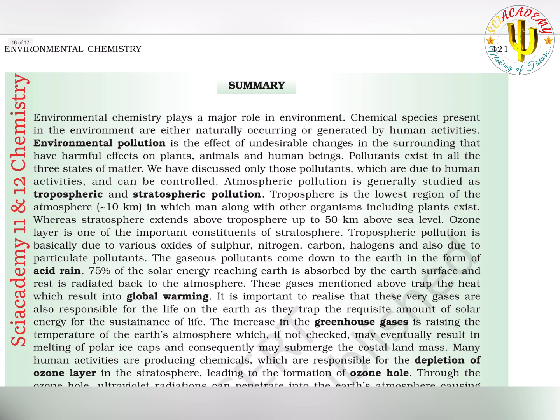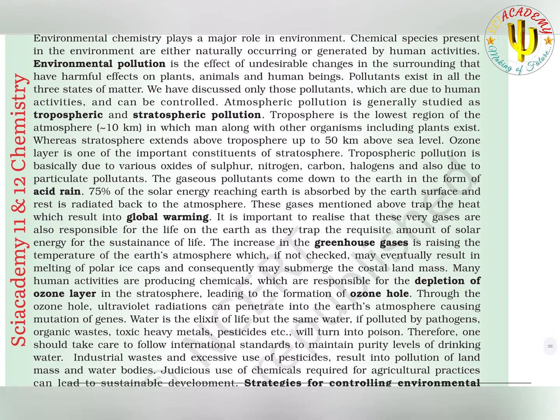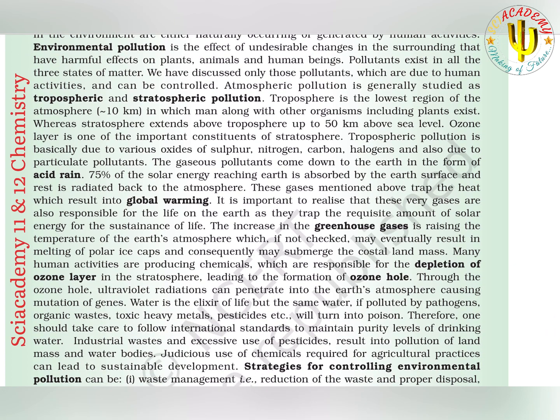Summary: Environmental chemistry plays a major role in environment. Chemical species present in the environment are either naturally occurring or generated by human activities. Environmental pollution is the effect of undesirable changes in the surrounding that have harmful effects on plants, animals, and human beings. Pollutants exist in all the three states of matter. We have discussed only those pollutants which are due to human activities and can be controlled.